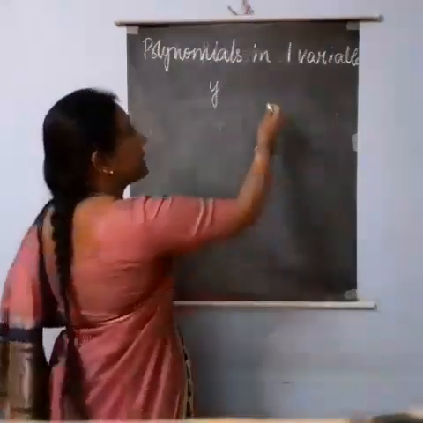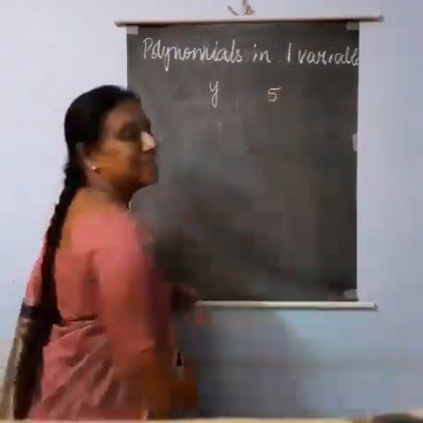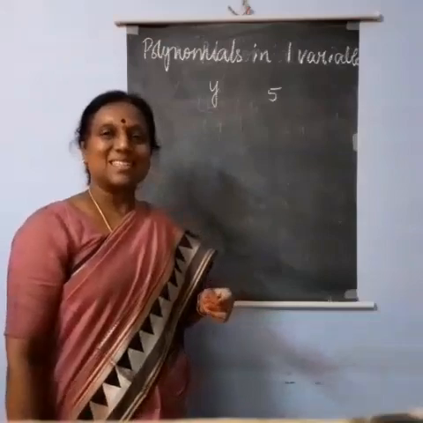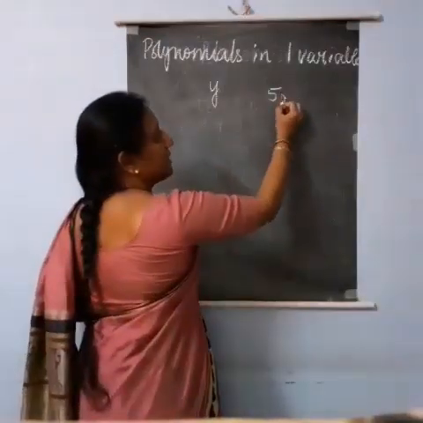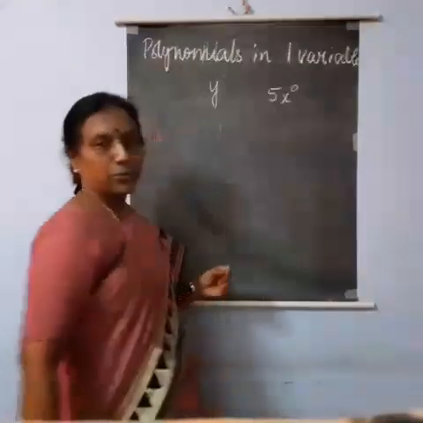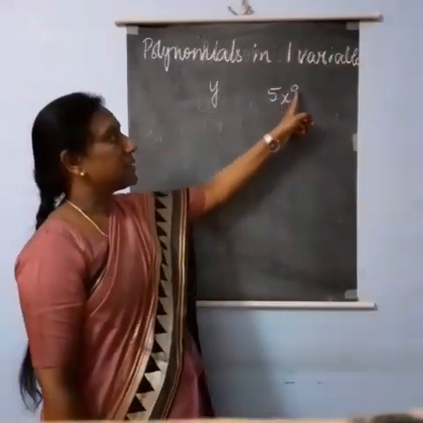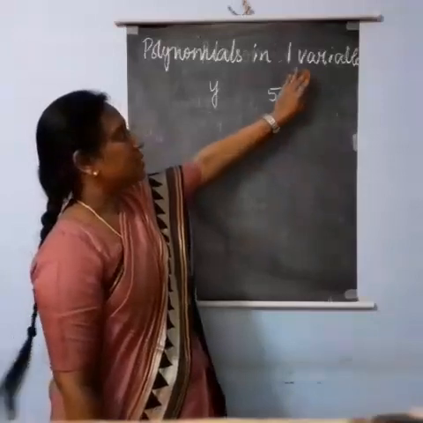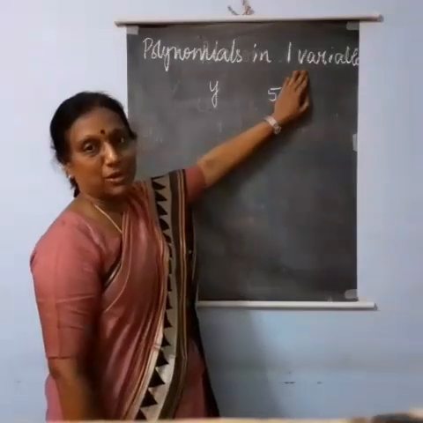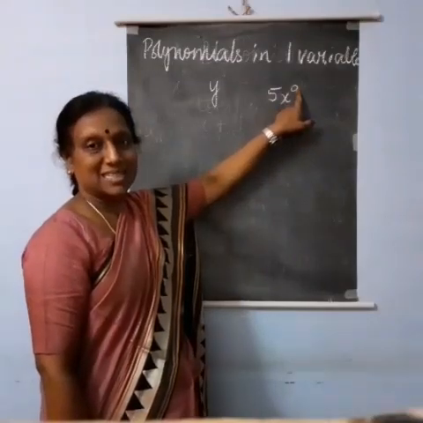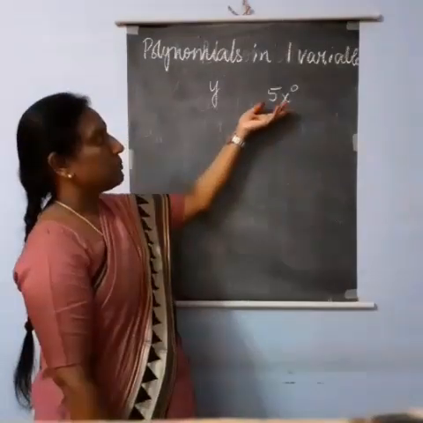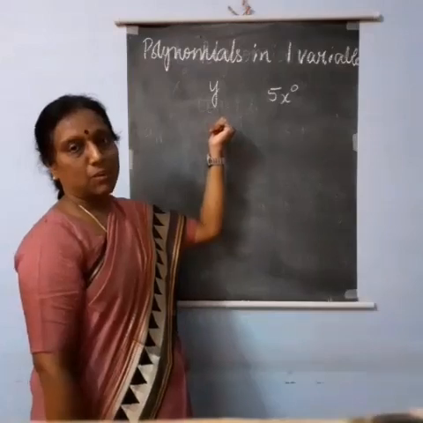Now will this be a polynomial? Yes. This will also be a polynomial, because if I put x to the power of 0, x to the power of 0 is 1, right? So 5 is also a polynomial because 0 is a whole number. Did you understand? So this is also a polynomial, this is also a polynomial.